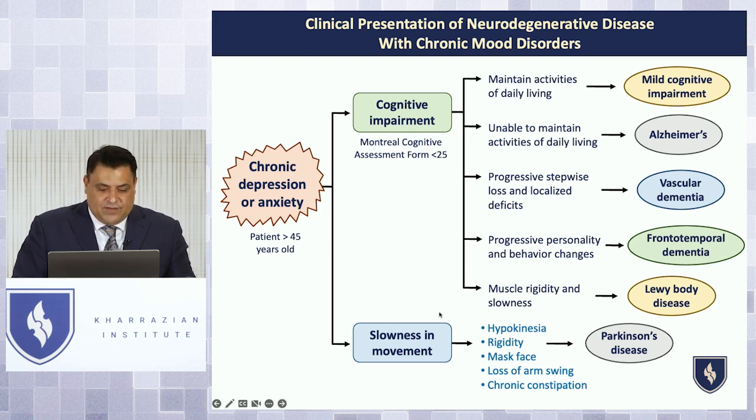And if they just start to have only rigidity and loss of arm swing, get constipation, and just feel stiff and they're not moving very well, you have to consider Parkinson's disease.